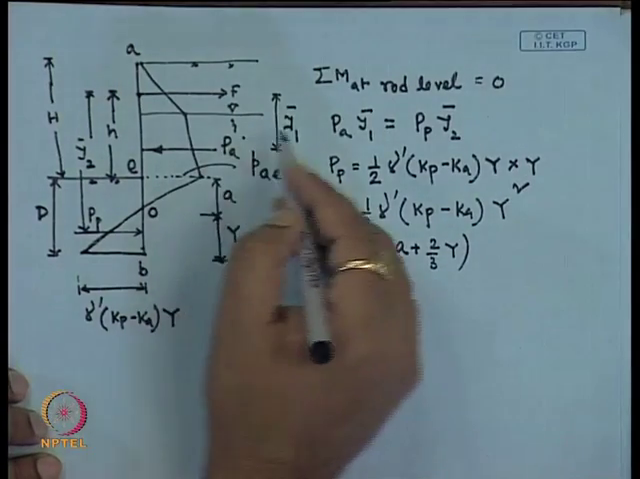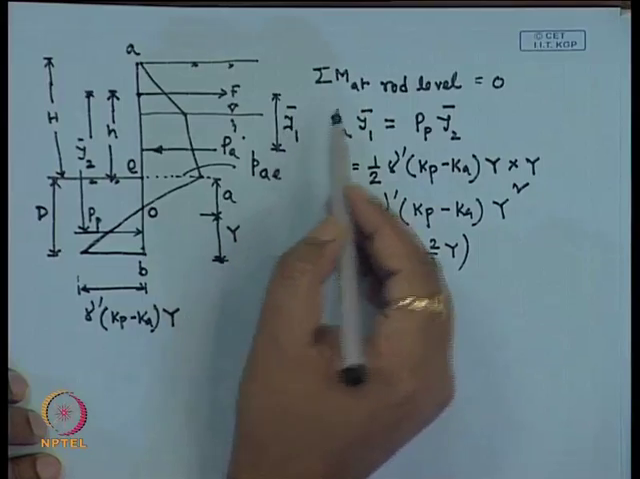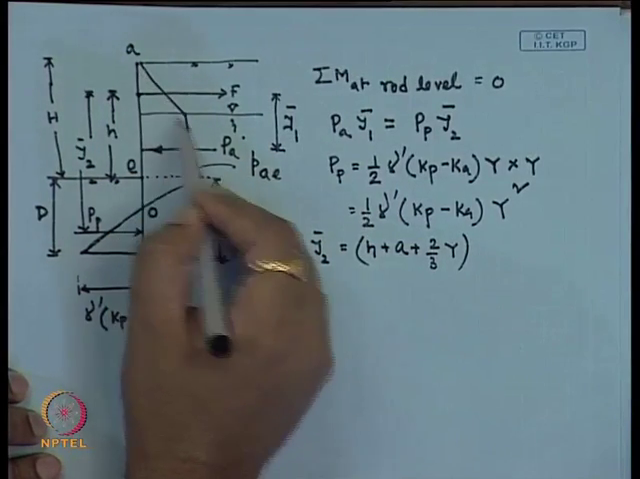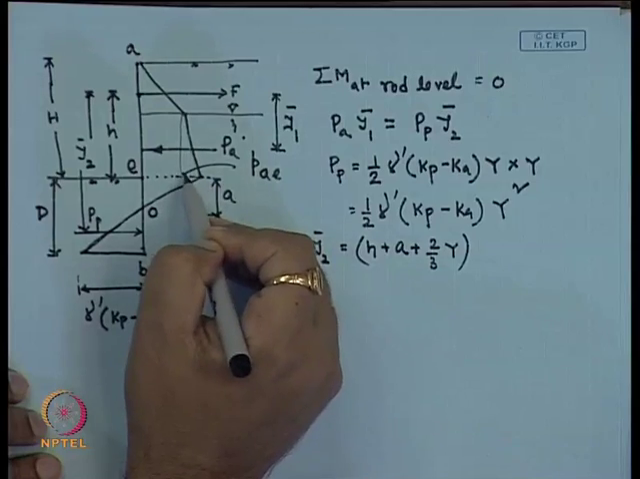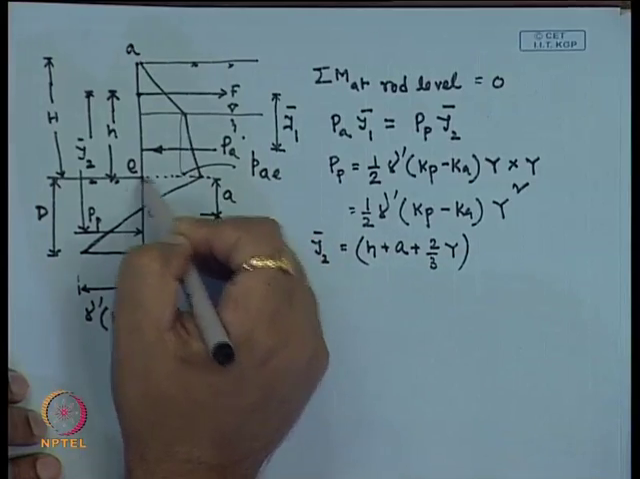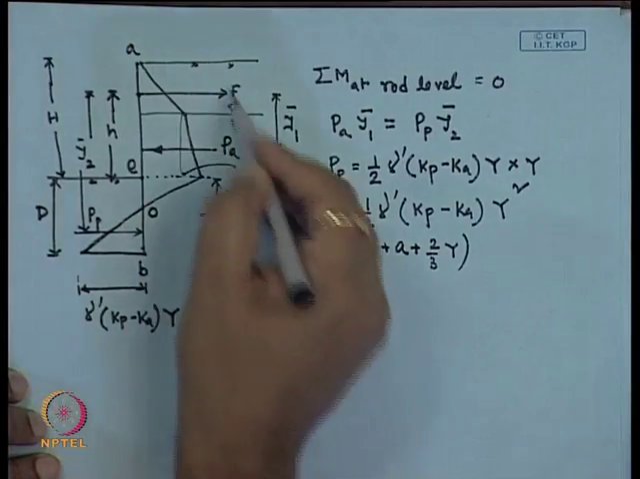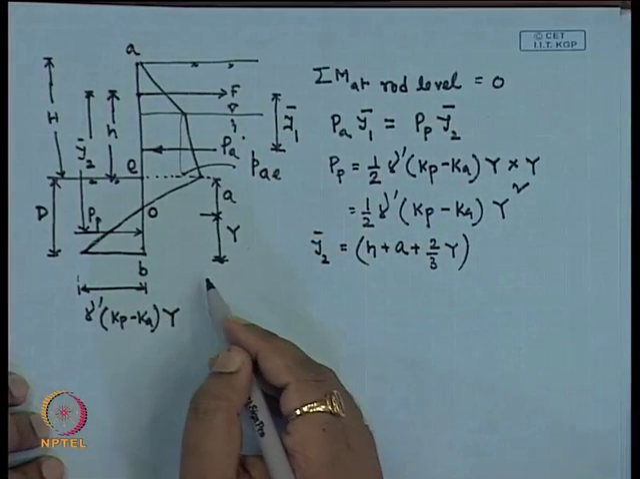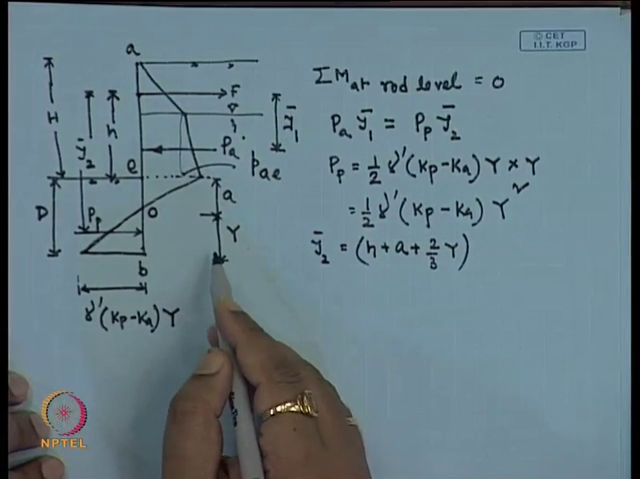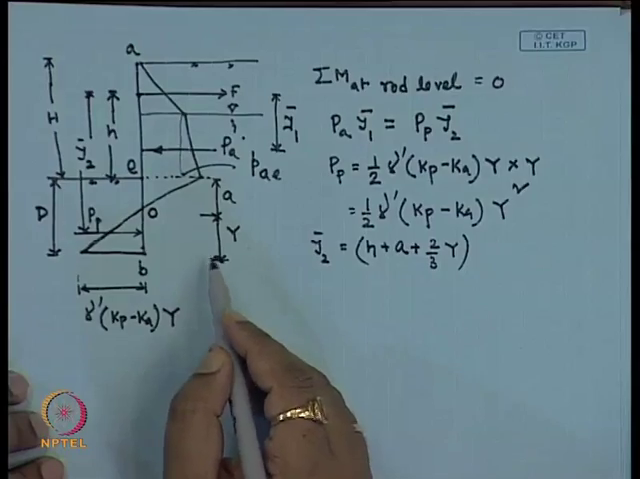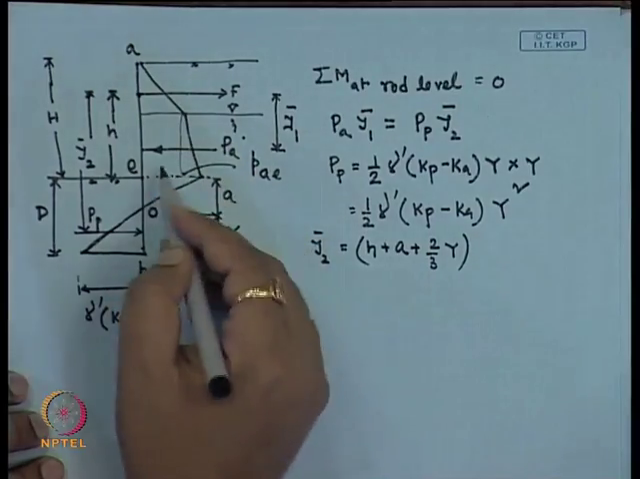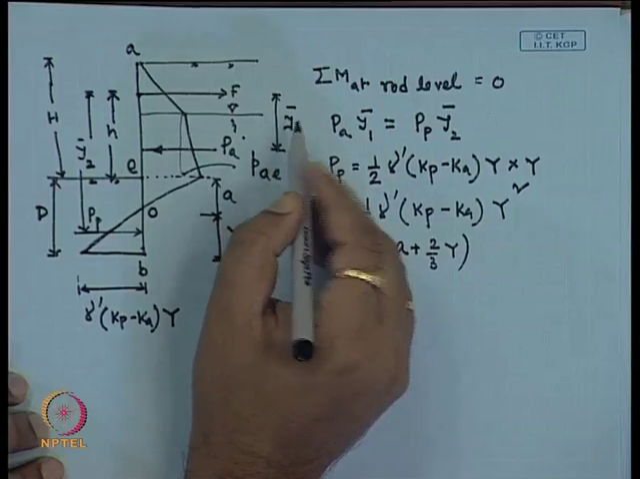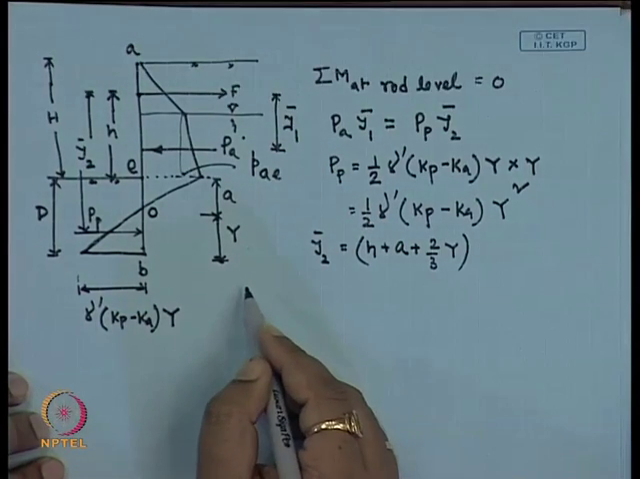Similarly, we have to calculate the Y 1 bar by taking different components: this small triangle, then this rectangle, then again this triangle and then the remaining triangle. How to calculate this Y 1 bar has already been explained in the example in the last class. So, that thing has already been explained. In this way you have to determine the Y 1 bar and the P P also.